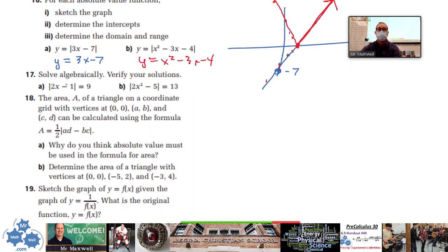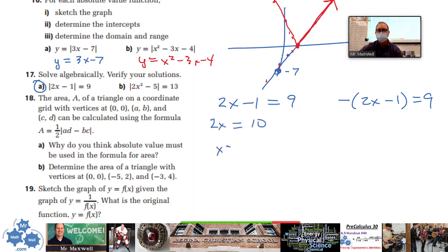But solve algebraically, so for A, 17a, right, this absolute value 2x minus 1, it means that the positive version of 2x minus 1 is a consideration, but also the negative version of 2x minus 1 is a consideration for this equation. So the positive, that's easy. 2x, we'll add 1 to both sides, is 10. X equals 5, all right? Over here, you could distribute this negative, or guess what? You could make this 9 negative.